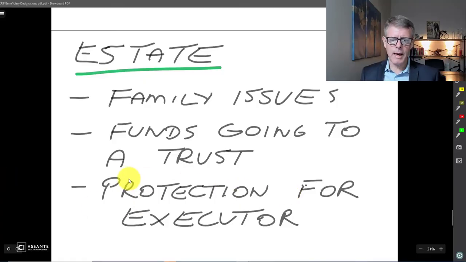And also, having money going to the estate in a second to die or last to die situation does offer additional protections for the executor. Again, I go back to the situation where there may not be family harmony, and the executor is being pressured by beneficiaries to release money too quickly, and they end up making some decisions just to try to keep the peace, but then it causes them problems from an executorship standpoint down the road.